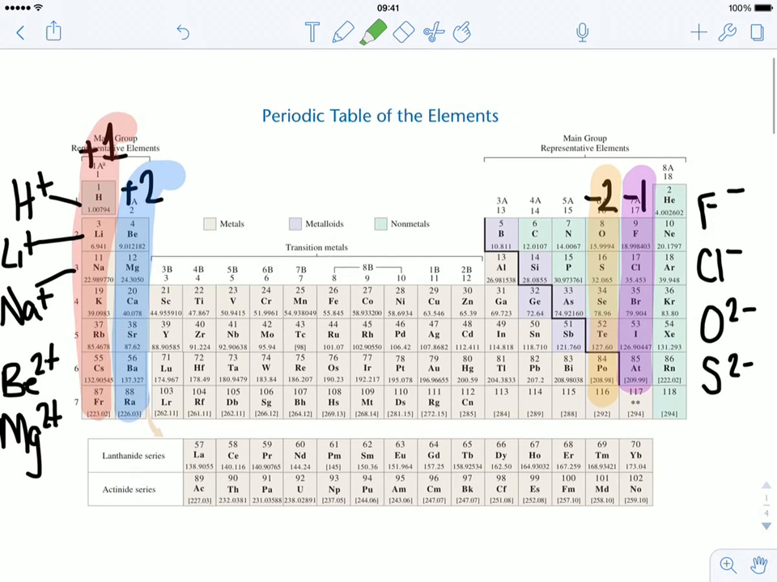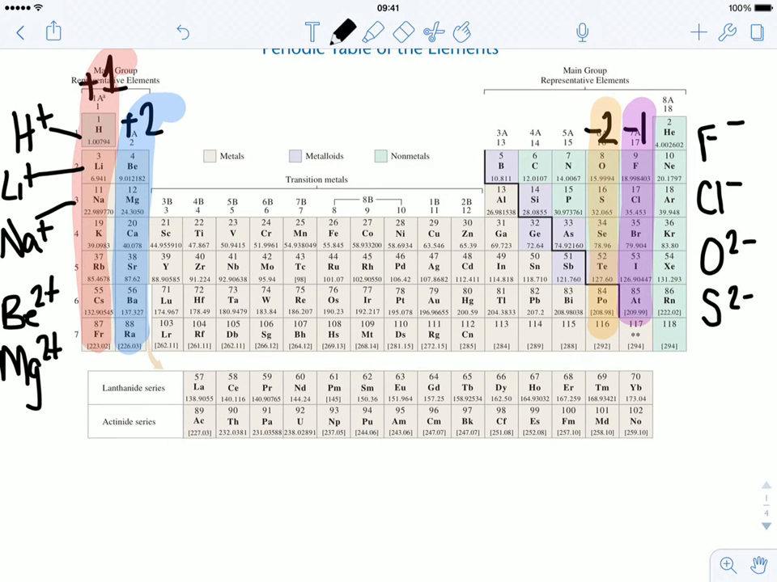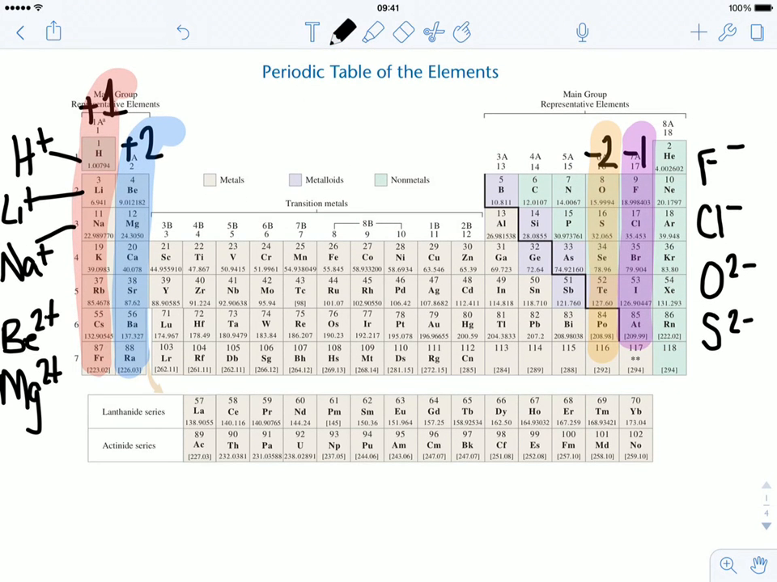So let's go back up here. So if we look at, let's just say sodium. We said, because sodium is in the first column here, that the ion that sodium forms is +1.